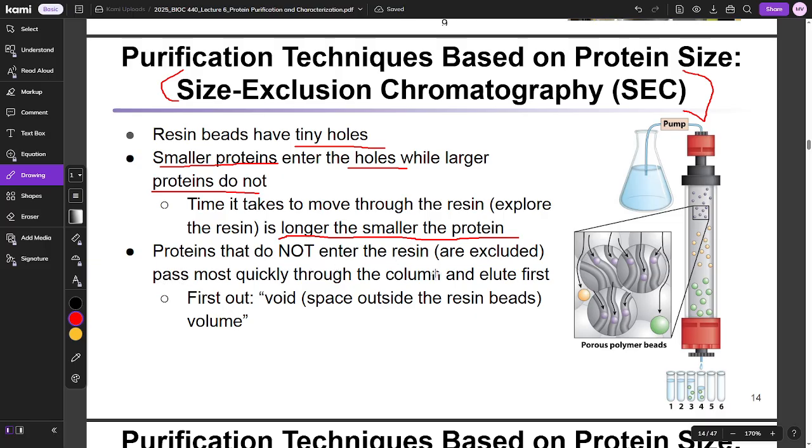Yeah, and proteins that do not enter the resin, like I said before, pass way more quickly through the column and they elute first. So you expect larger proteins to elute first and smaller ones to get stuck.